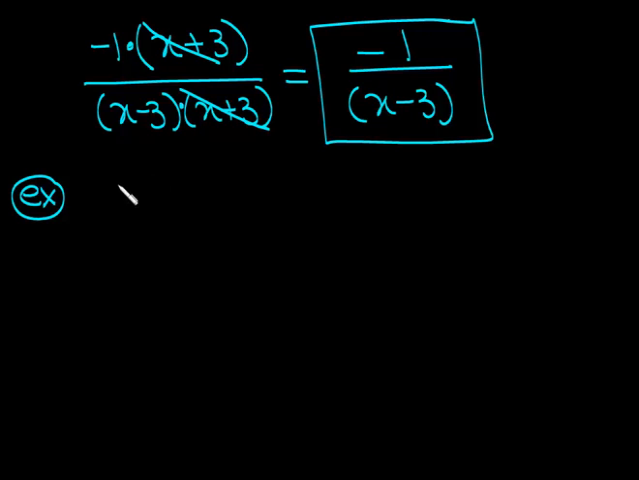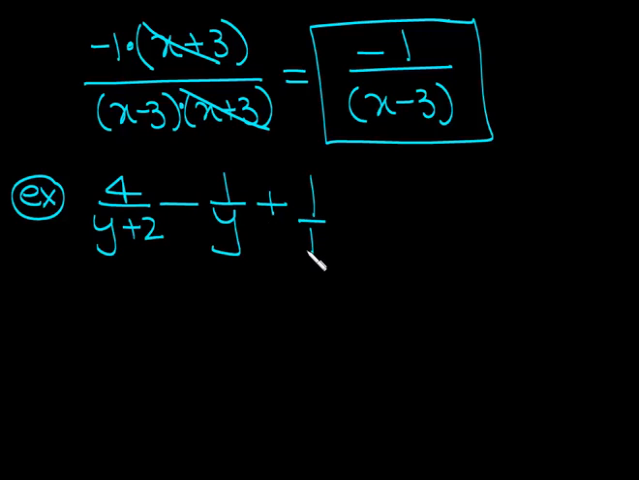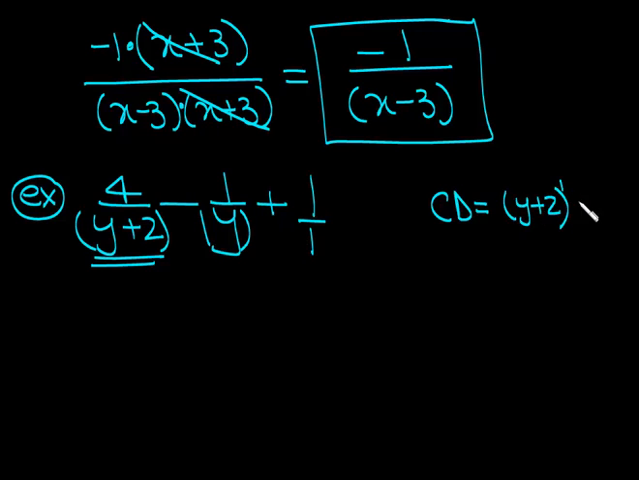Okay. So let's say if you have 4 over y plus 2 minus 1 over y plus 1 plus y over y. Okay. I want to add these fractions. This is technically over 1. So I need to find the common denominator. This is already factored. They cannot be factored any further. So my common denominator is what? Take each factor to the highest power. So I just get y plus 2. And the highest power of this is just y. That's my common denominator.